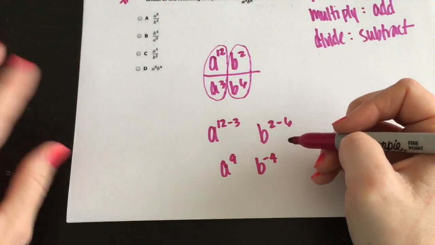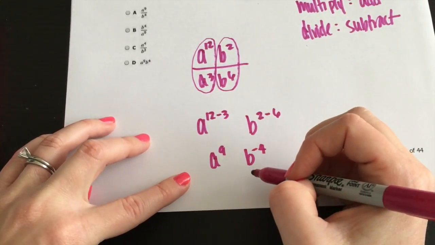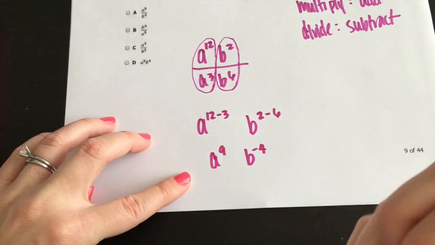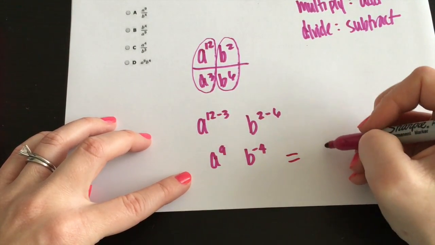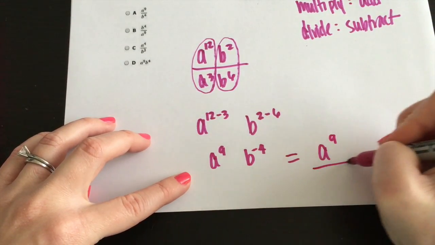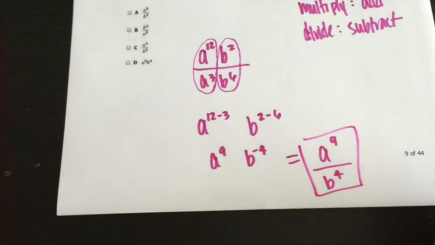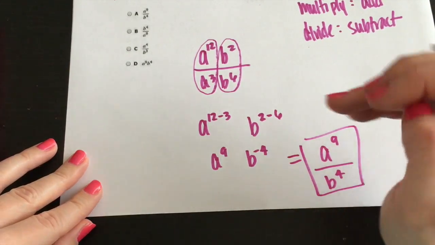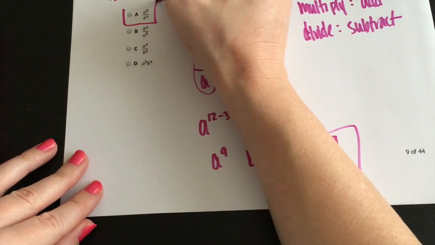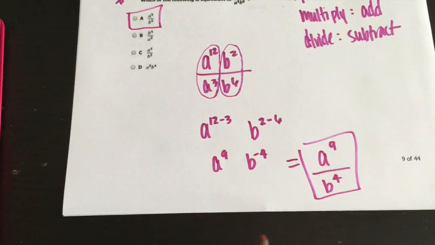Okay. Now, what does this mean? When you have a negative exponent, if you put it as a denominator, it becomes positive. So what we can do is rewrite this A9 over B4, and then we're done. A9 and B4, that answer is A. So there's your number 9.